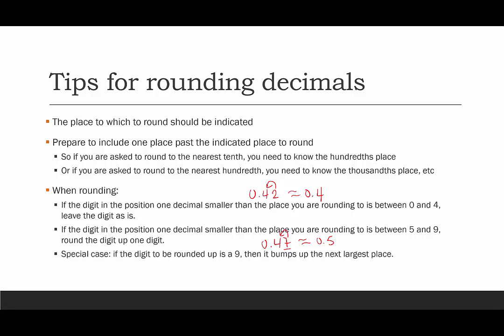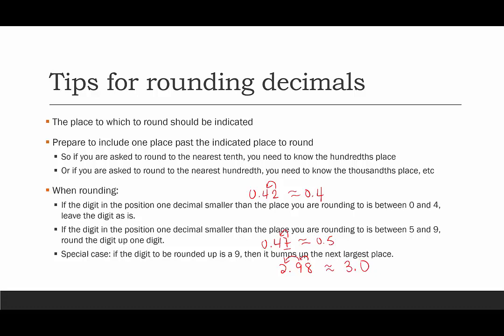There is a special case if the digit to be rounded is a 9 and we're supposed to bump it up, it bumps up the next largest place too. So if we're rounding to the nearest tenth and we have 2.98, where the 8 tells the 9, okay, bump up a digit. Well, 9 is the largest digit. So then what happens is it actually bumps the next place, the units place up. And so we would say that this is approximately 3.0.